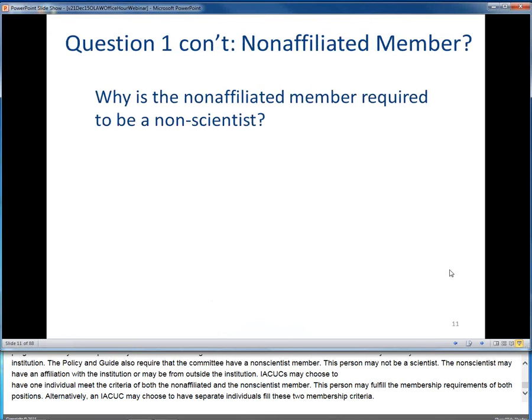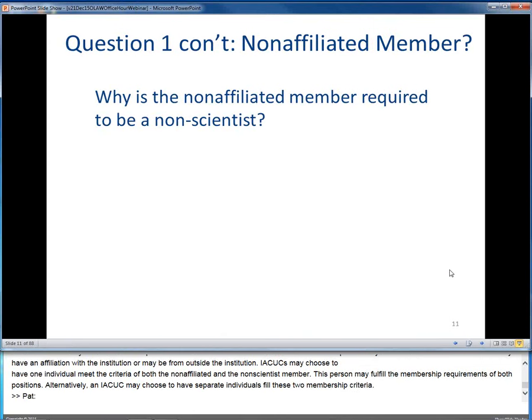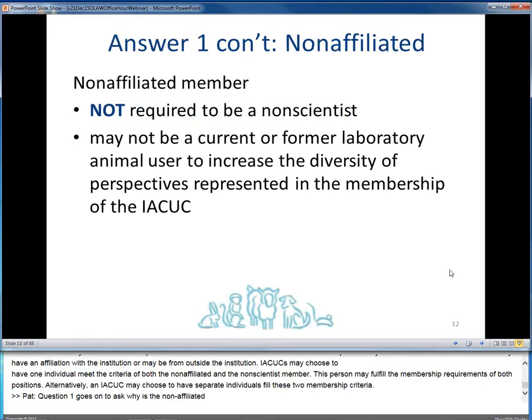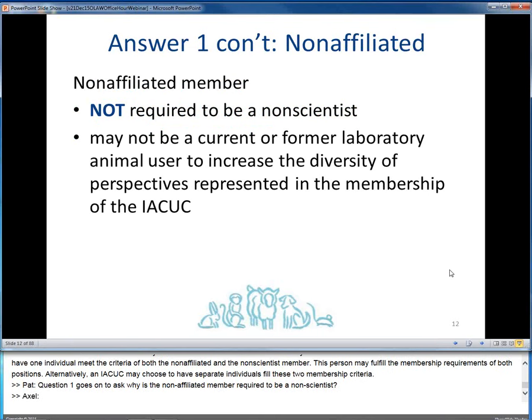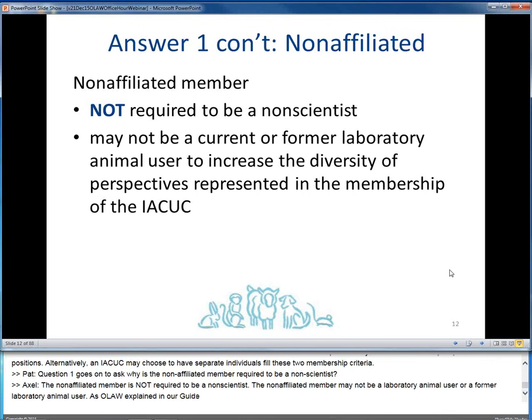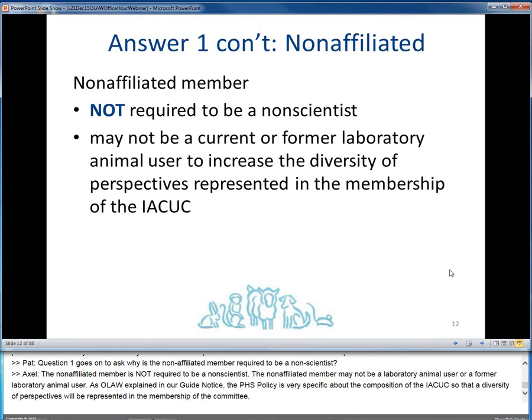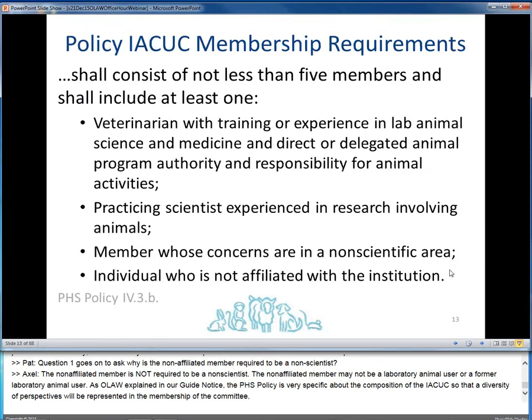Question 1 goes on to ask, why is the non-affiliated member required to be a non-scientist? The non-affiliated member is not required to be a non-scientist. The non-affiliated member may not be a laboratory animal user or a former laboratory animal user. As OLAW explained in our guide notice, the PHS policy is very specific about the composition of the IACUC so that a diversity of perspectives will be represented in the membership of the committee. The PHS policy requires that an IACUC have a minimum of 5 members.